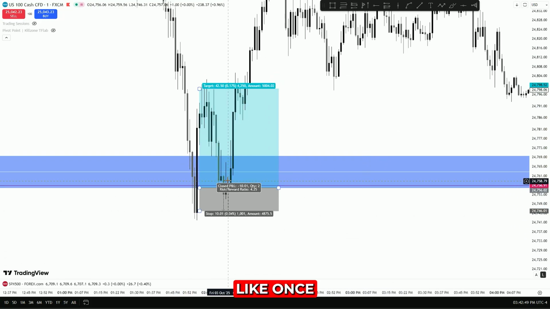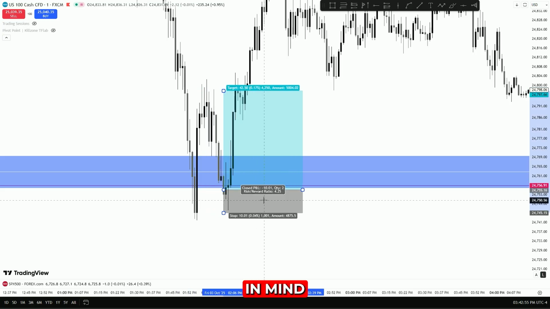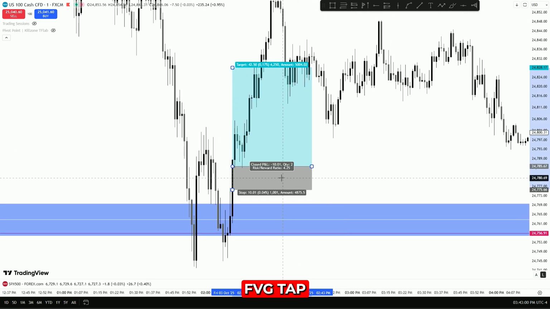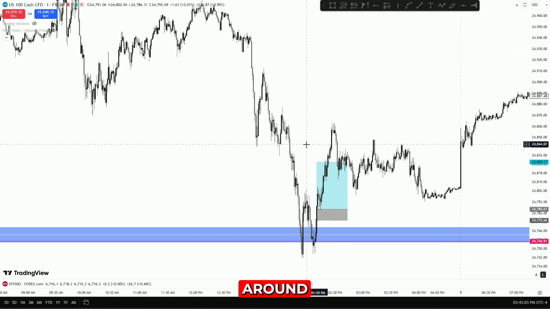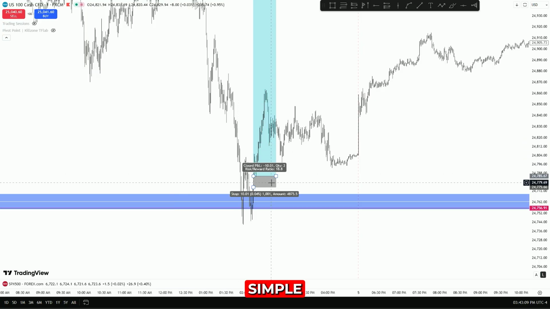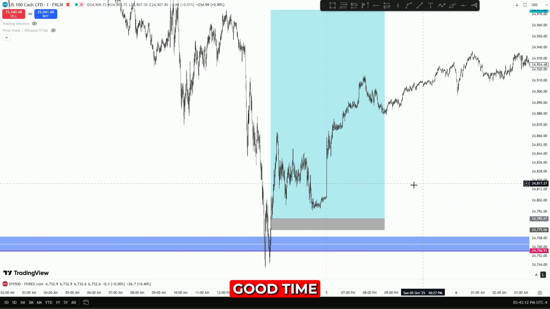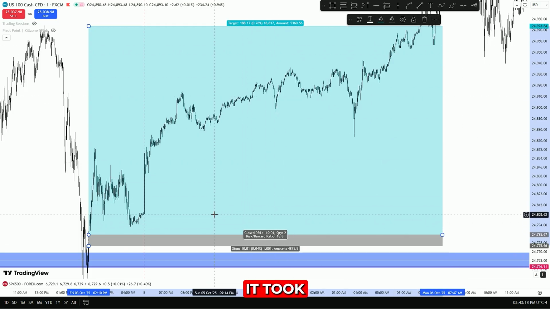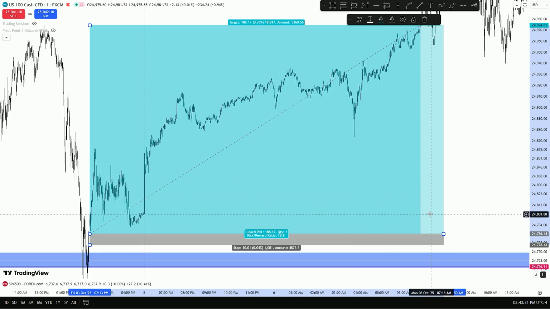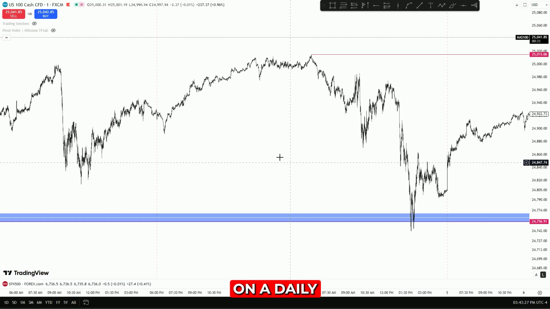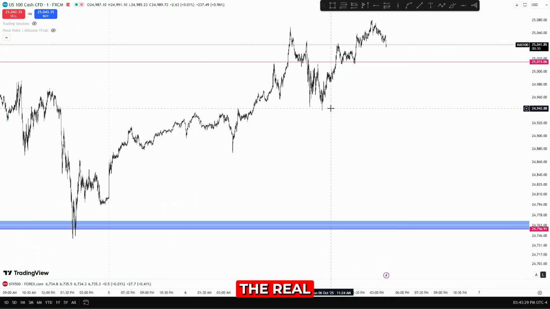You cannot do it just once you've seen it. No, you have to practice this, backtest this, and then you can do it. Keep that in mind. So let's say you take your trade somewhere around here after this FVG tap. Your target can be somewhere around here. Simple. It took some good time to hit, somewhere around 188 pips with a 10 pip stop, like an 18-hour trade, but it took some good time. I'm not saying that you have to go with every tick trade, but let's go towards the real chart of today and see what you can do on a daily basis.